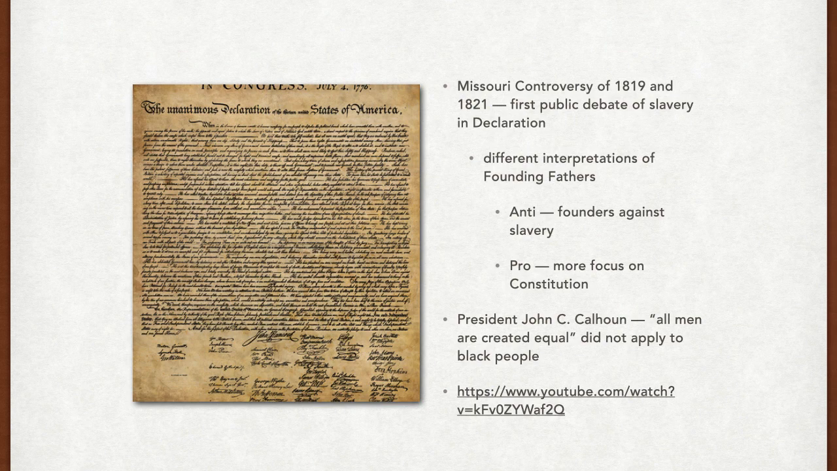Those who defended slavery, like Vice President John C. Calhoun, who was vice president from 1825 to 1832, argued that the phrase, all men are created equal, did not apply to black people. So he blatantly said that. He's like, they didn't think about black people. What are you talking about?